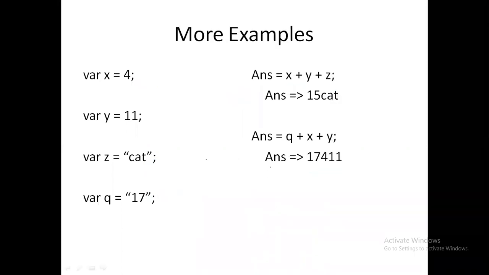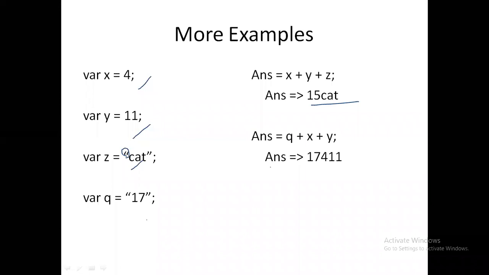So, more examples, if you want, you can see more examples. Again, the example I have been solving uses three variables: x, y, and z. When I do this, I can see that 4 and 11 are both numbers, so it has taken 15. But z is a character because it has been enclosed in single or double quotes. Based upon that, I got the result.